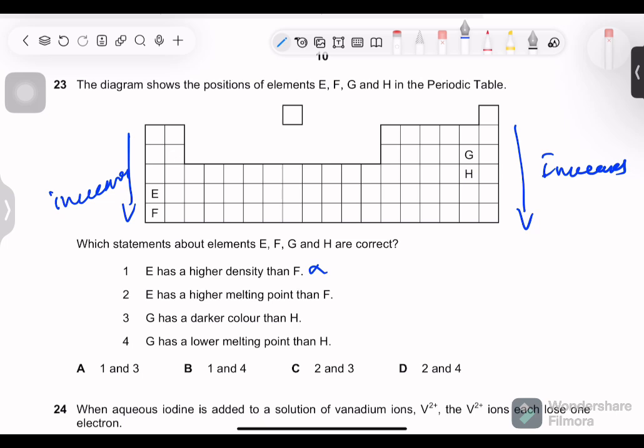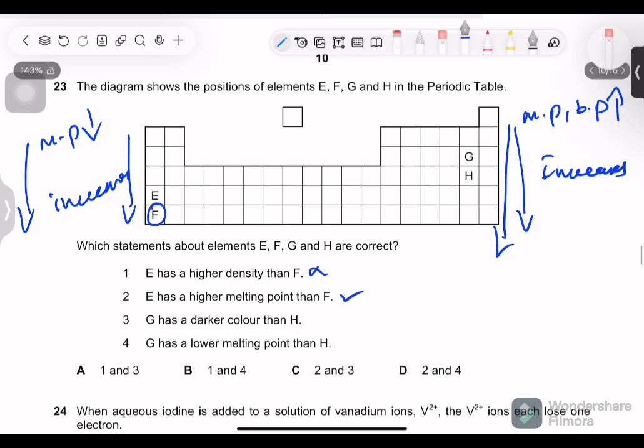So down the group over here, the melting and boiling point increase, and over here down the group, melting point decreases. So E has a higher melting point than F. Yes, this is true because down the group, there should be a lower melting point. So 2 is correct. So if 2 is correct, G has a darker color than H.